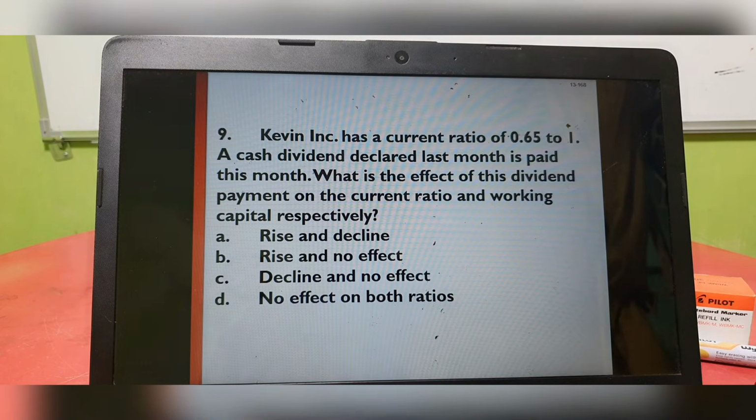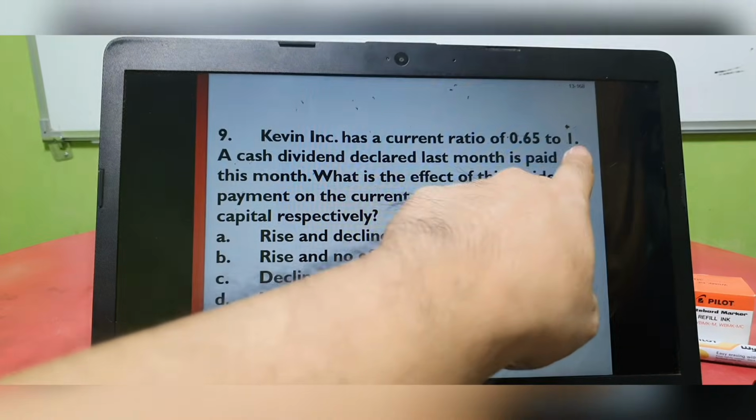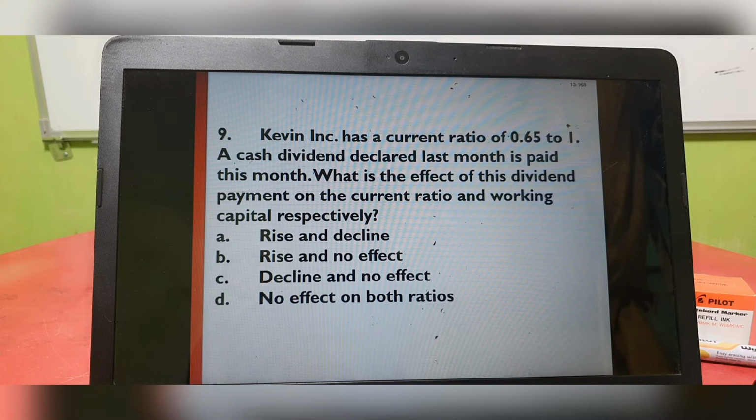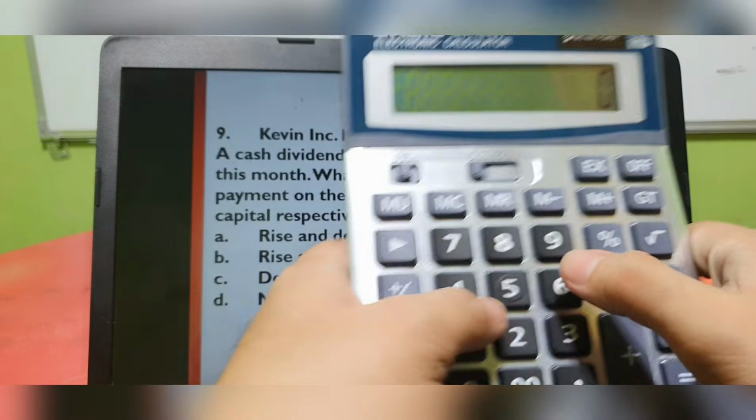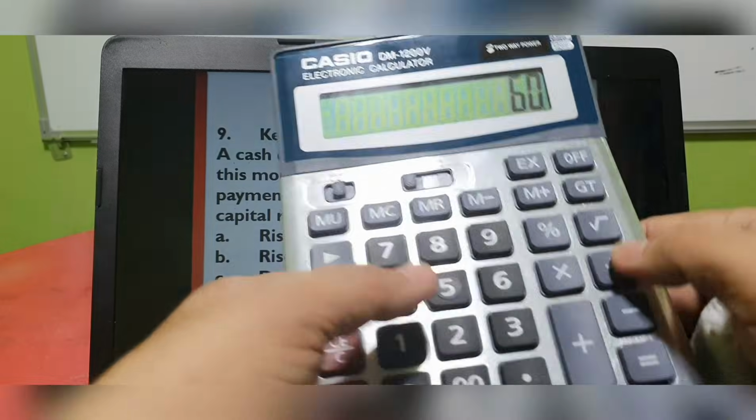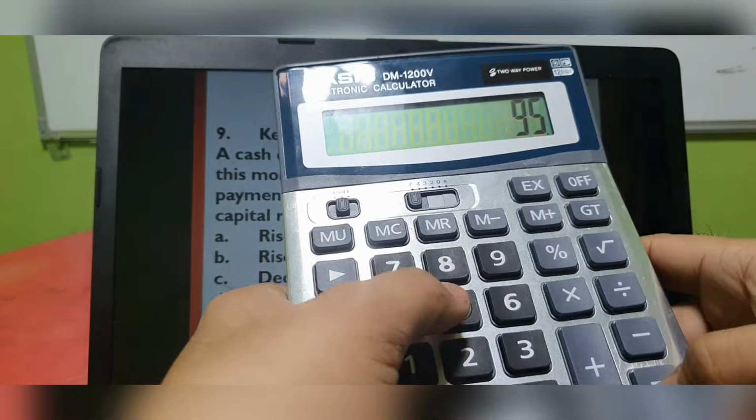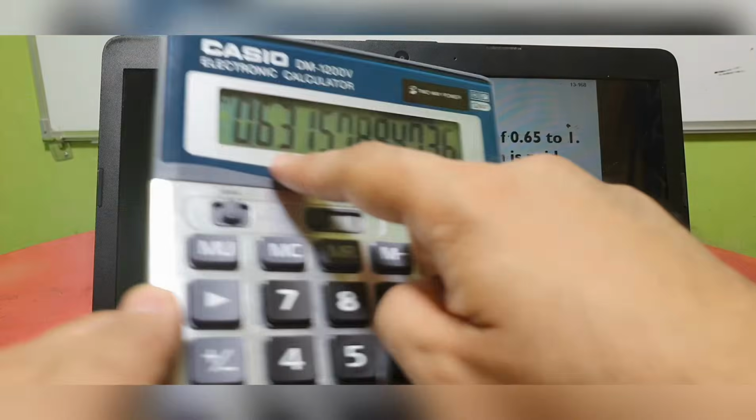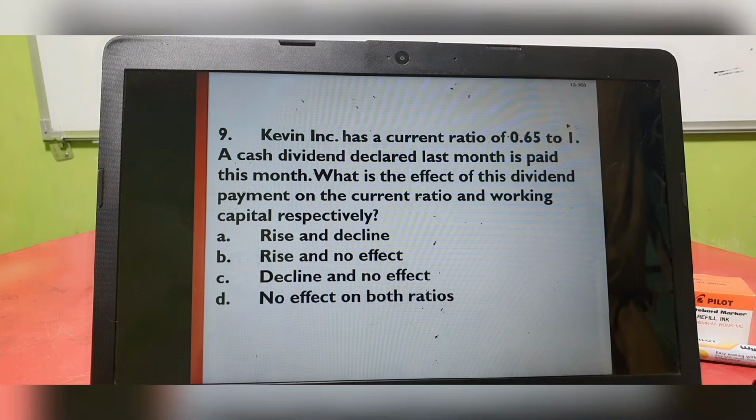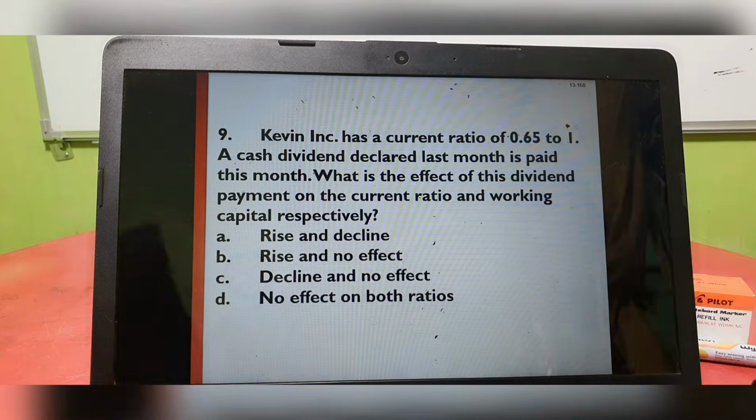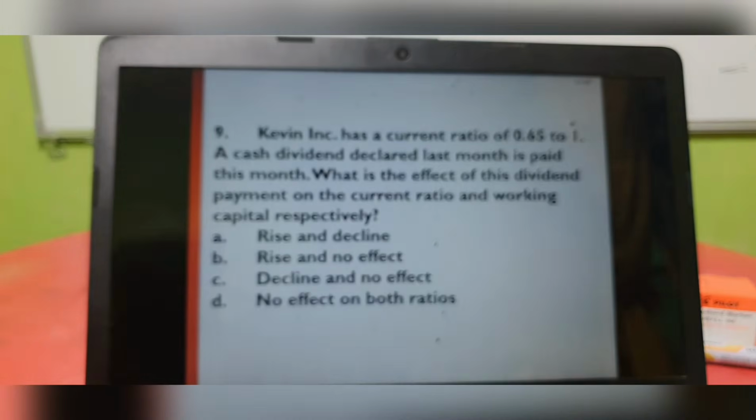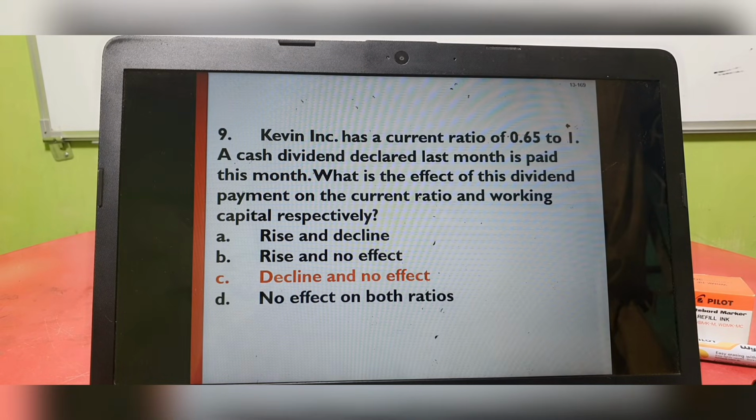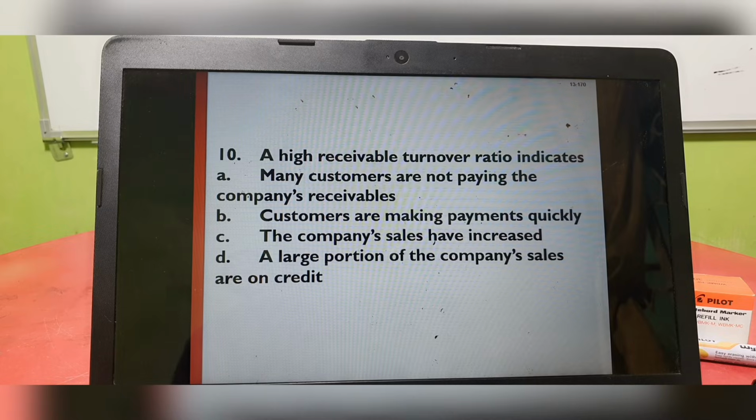Ano nangyari sa current ratio natin? So, sabihin na natin 65 is to 100, kaya 0.65 yan. Kung nagbayad ka ng dividend, sabihin na natin na 5, so magiging 60 over 95. Magiging 0.63. So the answer is from 0.65 naging 0.63. So it will decline yung current ratio. But the working capital, no effect.